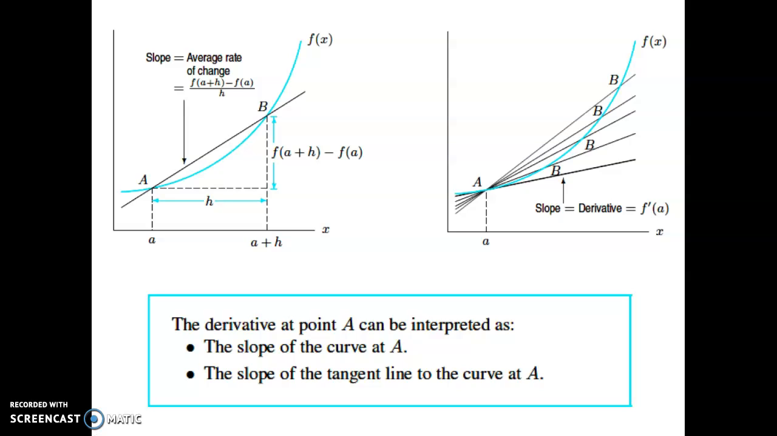So here are the 2 explanations side by side. The derivative at a point A can be interpreted as the slope of the curve at A, or the slope of the tangent line to the curve at A, or the derivative of the curve at A, all meaning the same thing.